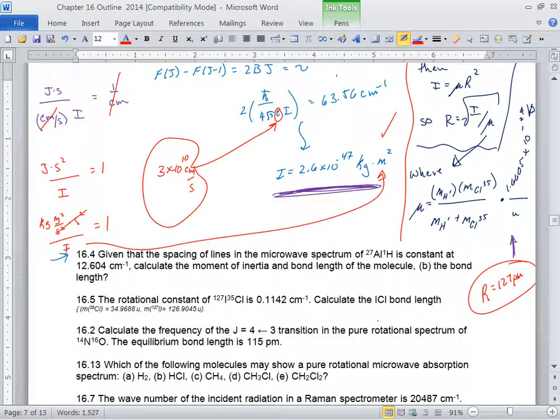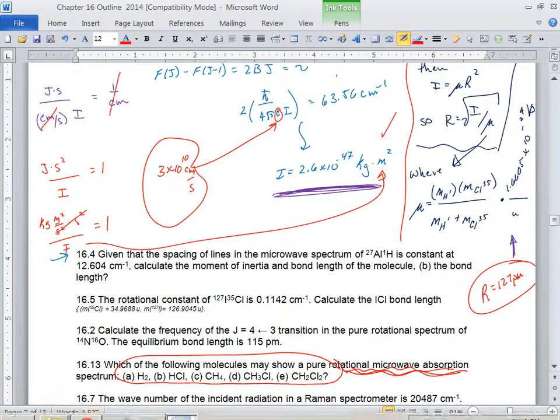So if you want a pure rotational spectrum, this one, 13, just before you go, make sure you're on the same page as me, because we skipped chapter 15. Just look at the molecule, and if you see that it has a permanent dipole moment, it's going to have a nice angel wing rotational spectrum. So that's what you do to answer this. If it has a permanent dipole moment, bang, you're done. Okay. So come by if you have some questions.